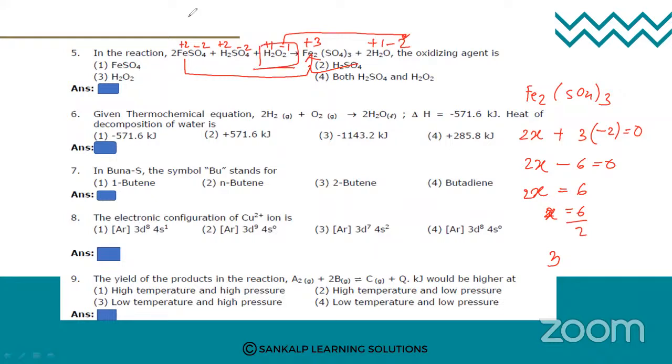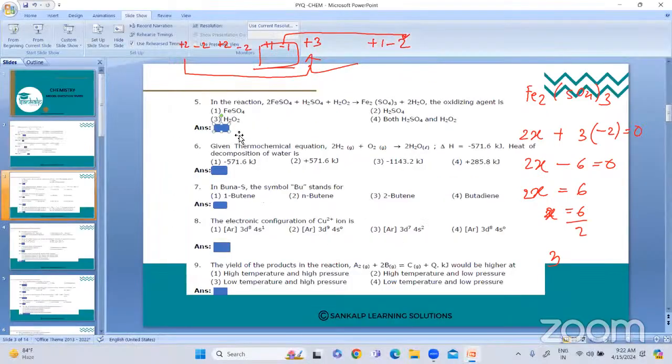So let us see the answer. Yes, it is the third one, H2O2. So whoever has answered it as the third, H2SO4 is a dehydrating agent, or here it provides the acidic condition. So H2SO4 is not acting as an oxidizing agent. It acts either as a dehydrating agent, or here it is providing an acidic medium.